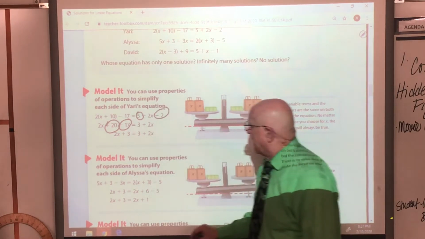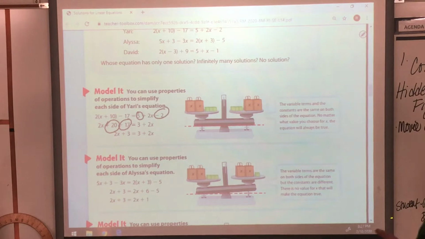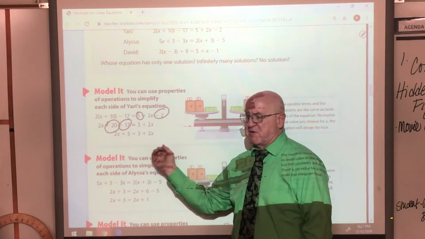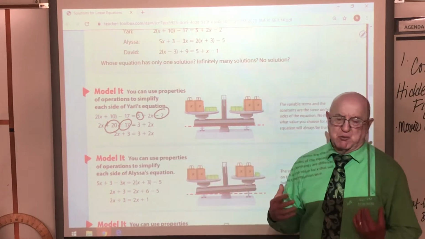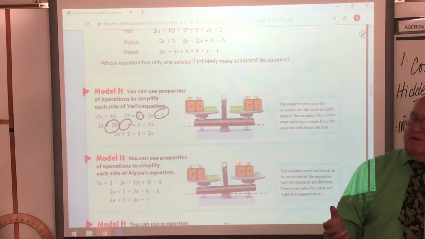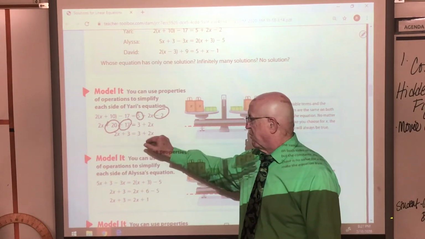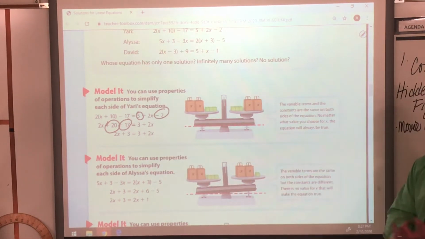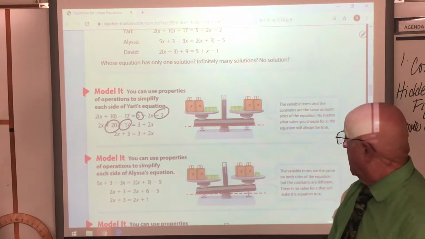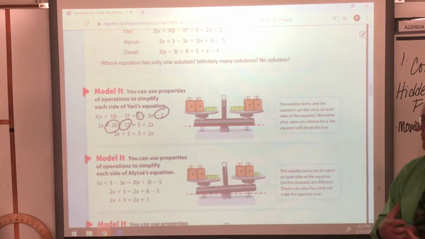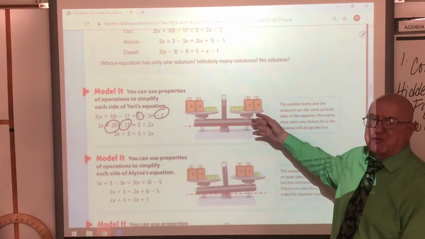gives us 3. Now, these two expressions on either side of the equal sign are equivalent to each other. They're just written in the reverse order, so they're like mirror images of each other. 2x plus 3 is equal to 3 plus 2x. And since we know that addition is commutative, we know that those are equal to each other. So anytime you have the exact same thing on both sides of the equation, where your variable terms and your constant terms are exactly the same, you're going to have infinitely many solutions, because no matter what you put in there, you're going to get the same answer on both sides.